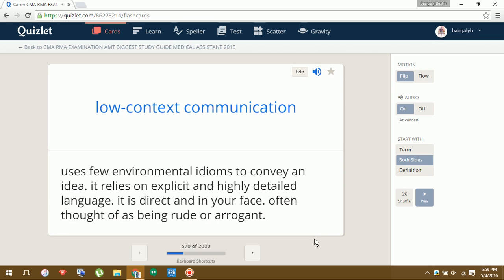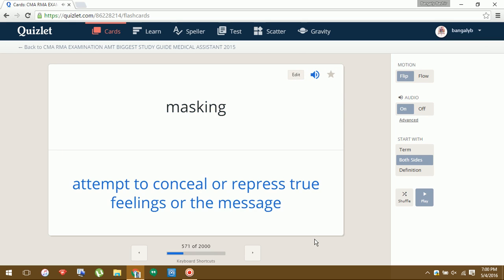Low context communication. Uses few environmental idioms to convey an idea. It relies on explicit and highly detailed language. It is direct and in your face, often thought of as being rude or arrogant. Masking. Attempt to conceal or repress true feelings or the message.